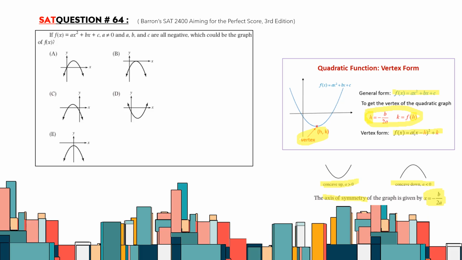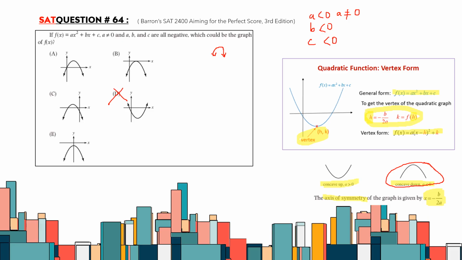First, we look at the concavity. The concavity is a, right? In this case, they said a is negative, so a < 0, b < 0, c < 0. And also they say a is different from 0. So a < 0 is concave down. The rest should be concave down, so whatever is concave up, we cross out and eliminate.